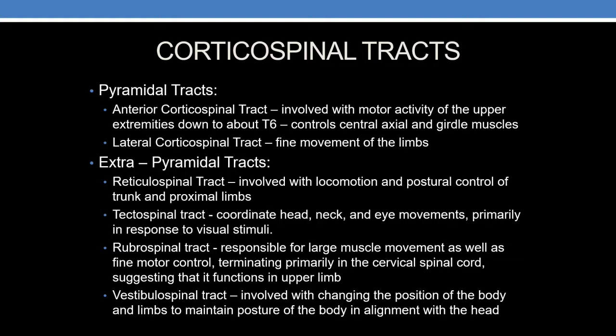The anterior cortical spinal tract is involved with motor activity of the upper extremities down to about T6, and it controls the central axial and girdle muscles. The lateral cortical spinal tract is involved with fine movement of the limbs, and we find that injury to the lateral cortical spinal tracts is common in myelopathy, affecting fine motor tasks and fine motor control, particularly of the upper extremities.